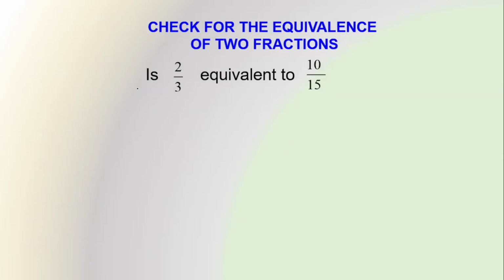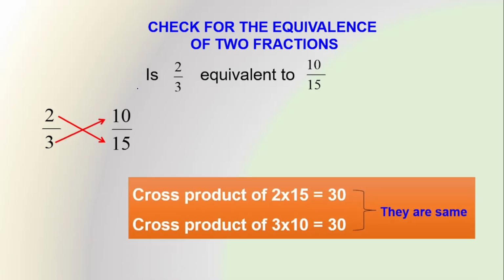Now next, check for the equivalence of two fractions. How to check whether these fractions are equivalent or not? First write the fractions, that is 2 by 3 and 10 by 15. Now cross multiply. 2 into 15, how much? That is 30. Then 3 into 10, how much? That is also 30. If they are the same, yes, then they are equivalent fractions.